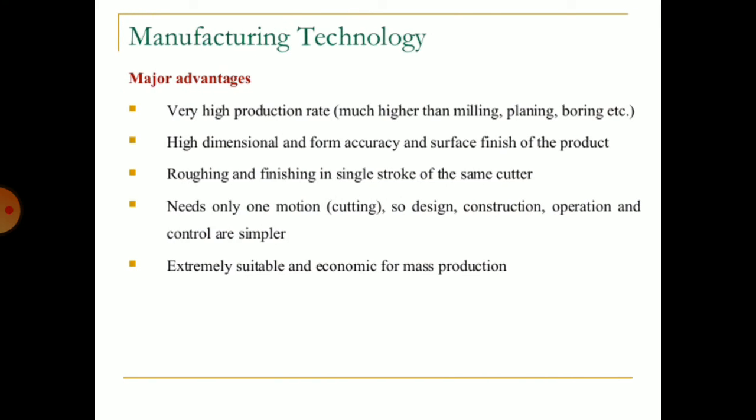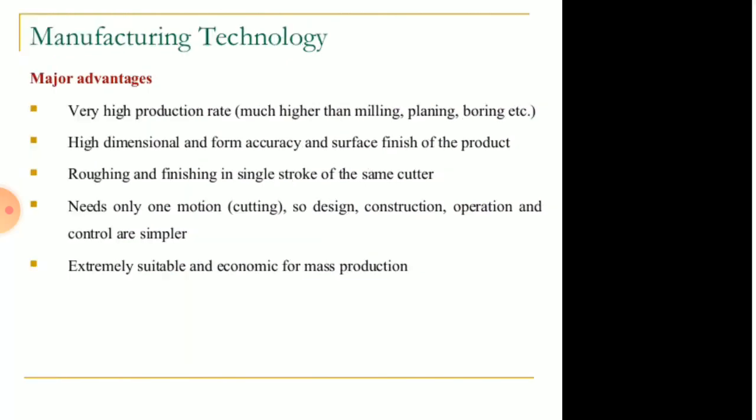Major advantages of broaching are very high production rate, which is much higher than milling, planing, boring, etc. High dimensional and form accuracy and surface finish of the product. Roughing and finishing in a single stroke of the same cutter. It needs only one motion, so design, construction, operation and control are simpler, and it is extremely suitable and economic for mass production.